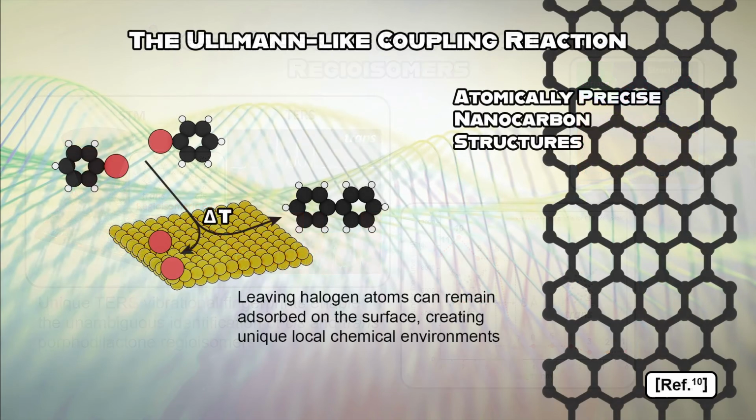Aromatic precursor molecules containing aryl halides can undergo dehalogenative coupling reactions via thermal activation on a metal substrate, yielding atomically precise nanocarbon structures. Although a leaving group, the halogen atoms can remain adsorbed on the surface in some cases. This can result in highly localized chemical environments where the halogen atoms can stabilize reaction intermediates and therefore enable the on-surface synthesis of unique nanostructures.